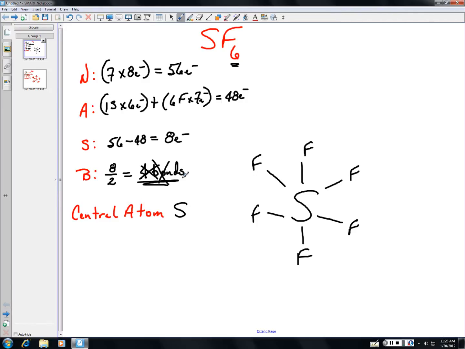All right. Now we're going to go back and assign 48 electrons, starting with the fluorines. Each fluorine already has 2, so we're going to give each fluorine 6 more. So go ahead and do that on your sheet that you're working on right now.